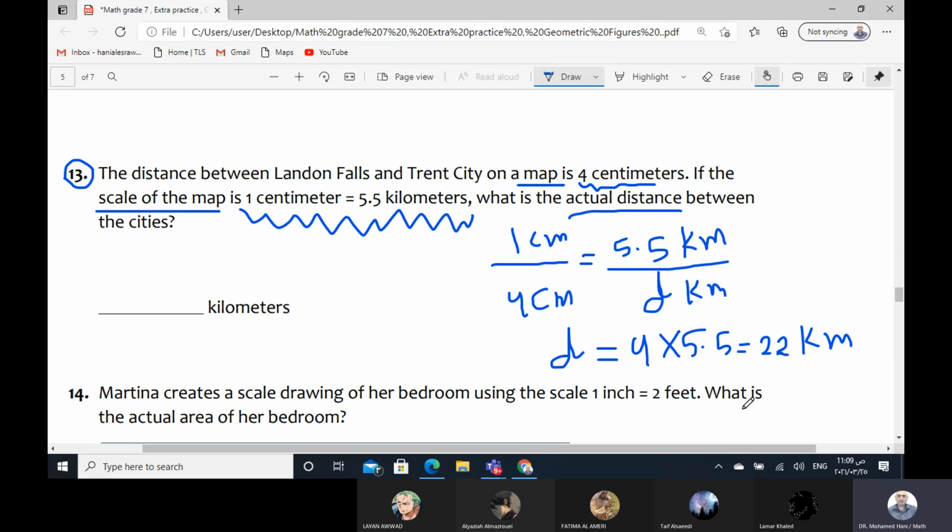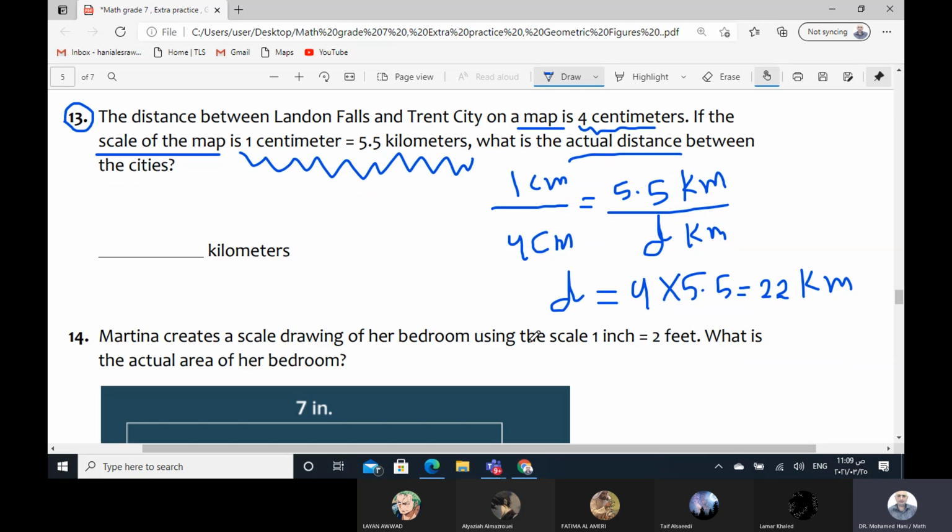We want to read the question. If we want to change from the map to the real, we want to use the greatest scale. If we want to change from real to the map, we want to use the second one, the smallest scale. We use the smallest scale. Okay, keep with me now.